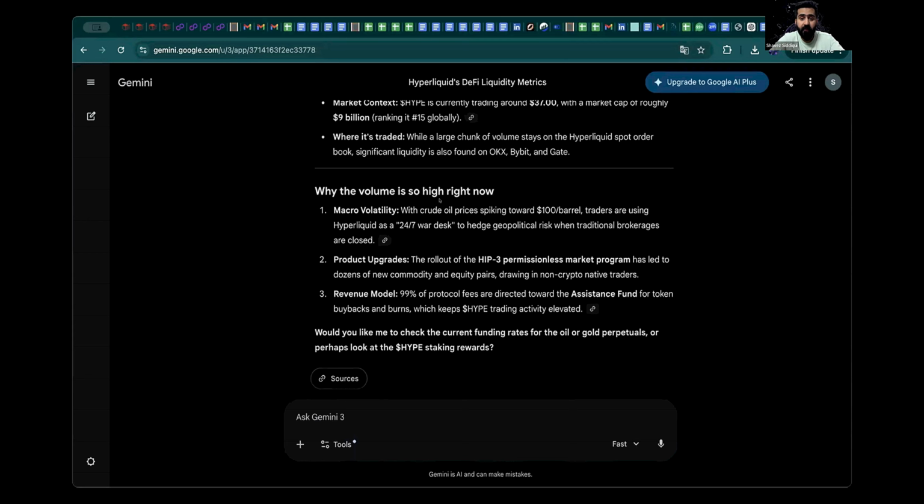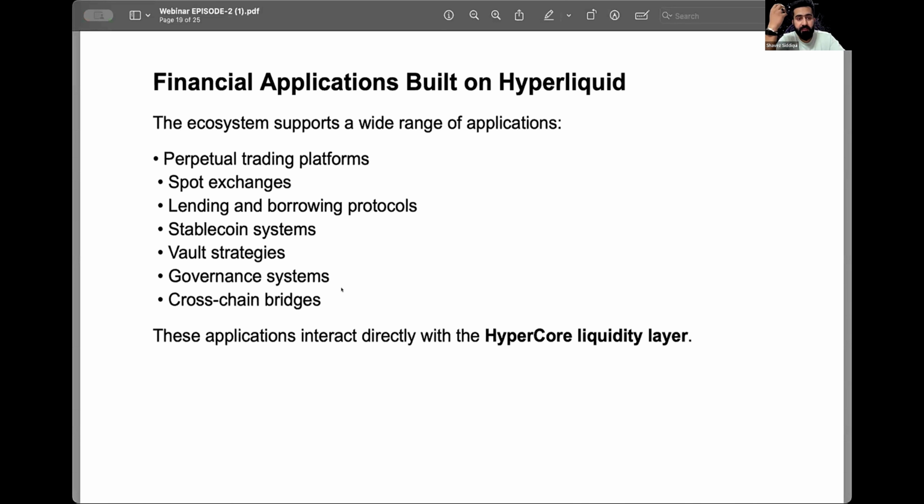There is macro volatility of crude oil also, prices at $100 per barrel, traders are using. So it is stock market, it is commodity, it is crypto, all at once, all in one. Hyperliquid is a crazy trading engine. This is the reason why financial applications are built on Hyperliquid, and that's the reason why we built on Hyperliquid, because we wanted to hand over to you an automated trading game in your hand that you were missing on, and that financial professional traders always had their hands on from the very beginning.